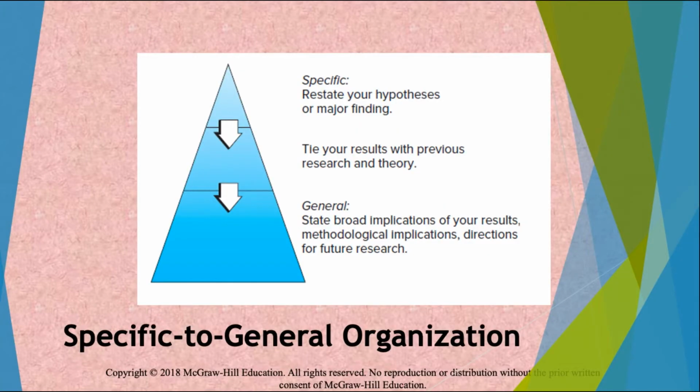And we can see here, after we reach the point where we write our methodology and research question, we go from specific to general. Specific: state your hypothesis and major finding. Then we tie your results to previous research and theory. And in general, we state the broad implication of your results, implications, and directions for future research, and this will be as a broad end.